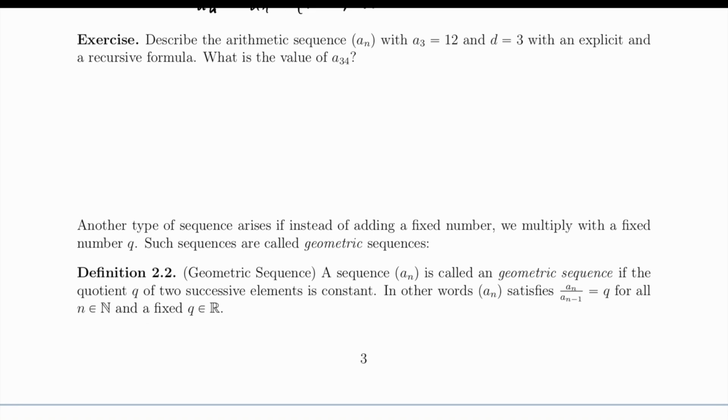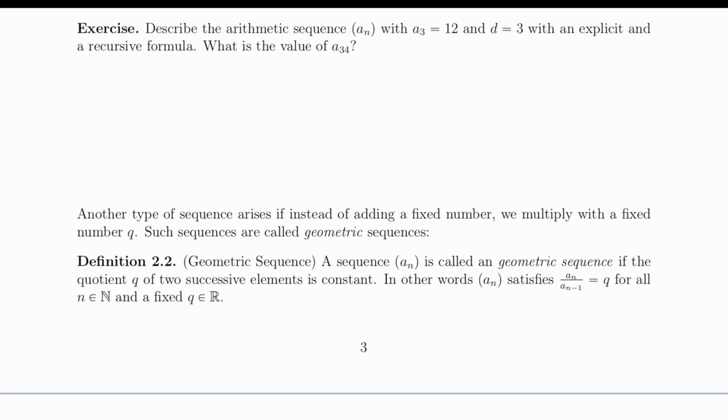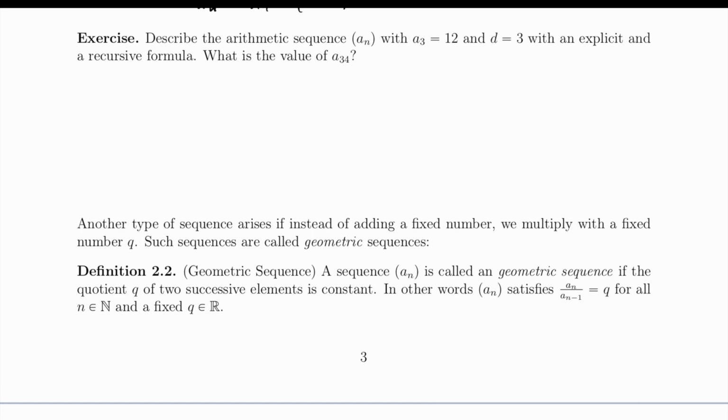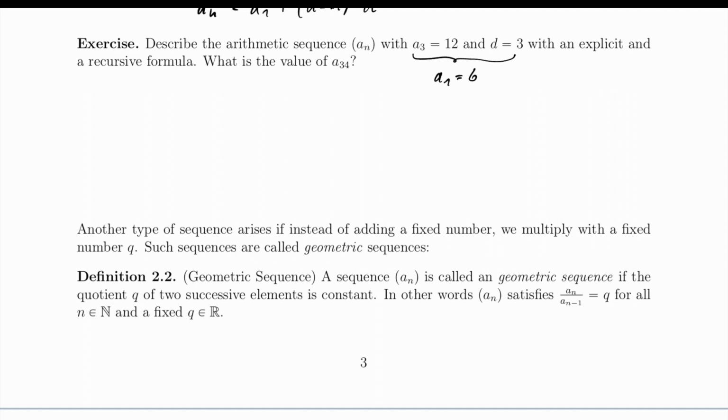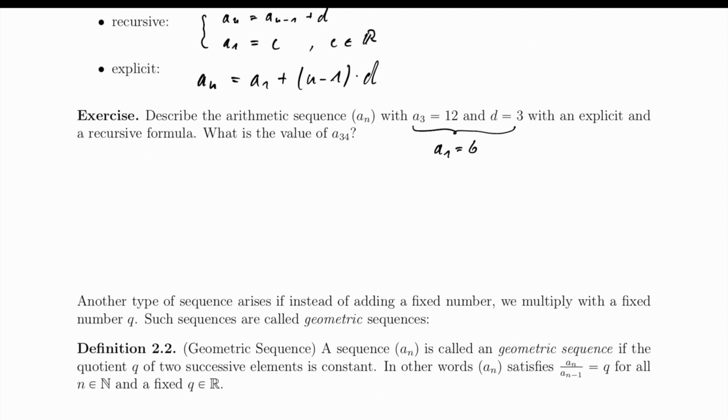Then you can resolve various exercises together in class. For instance, this one here, a_3 is 12 and d is 3. You want to describe it with an explicit and a recursive formula. So here if a_3 is 12 and d is 3, you can go back twice. So you can go back by 6 and get that a_1 is 6.